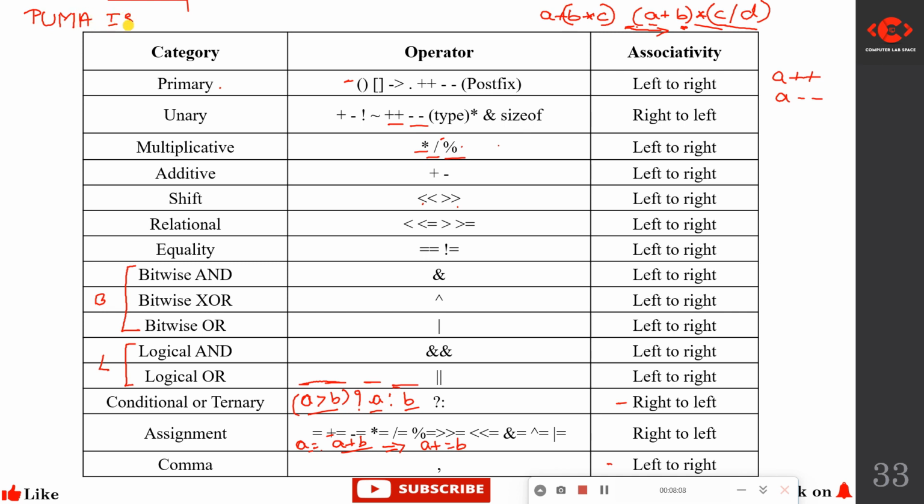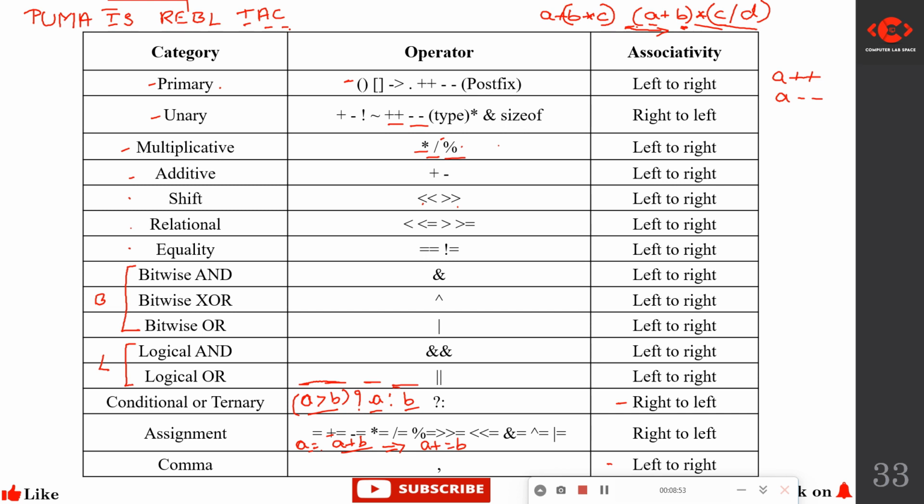Puma is rebel, that is REBL, tack, rebel tack. Okay, Puma. P means primary, U means unary, multiplicative, A, and I is unused here. Okay, for my reference I've taken it. S means shift, then relational, E equality, then bitwise. All the bitwise operators I have taken as B, then logical operators I have taken as L. In that you need to remember AND, XOR, OR. Okay. 1, 2, 3. Then logical AND first, logical OR second priority. Then ternary operators, that is T, then assignment and comma.